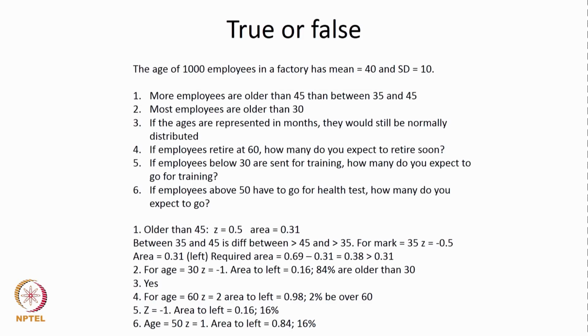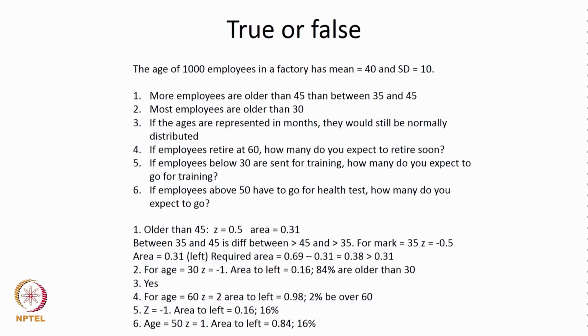If employees below 30 years are sent for training, how many would you expect to go for training? We have already seen that when age is 30, z is minus 1 and the area to the left is 0.16, therefore 16% of the people would be going for training. If employees above the age of 50 have to go for a health checkup, how many do you expect to go? When x is equal to 50, z is equal to 1 and we know that the area to the left is 0.84. So people with age less than 50 are 84%, people with age greater than or equal to 50 will be 16%, and these 16% will go for a health checkup.